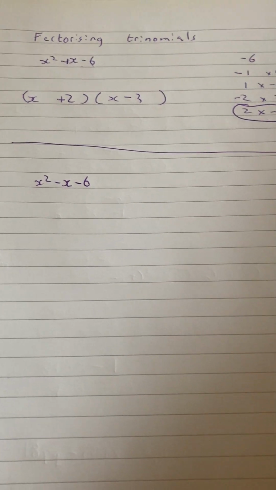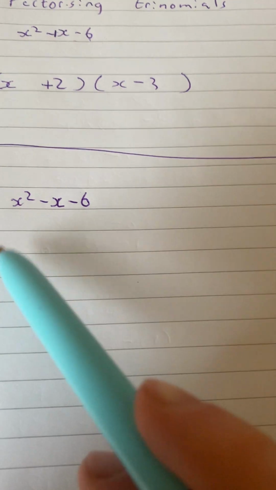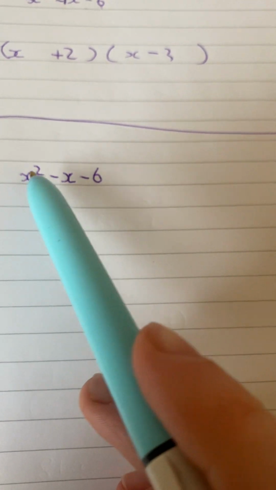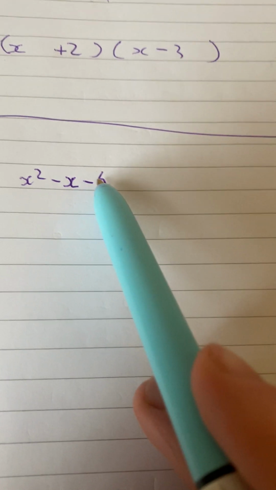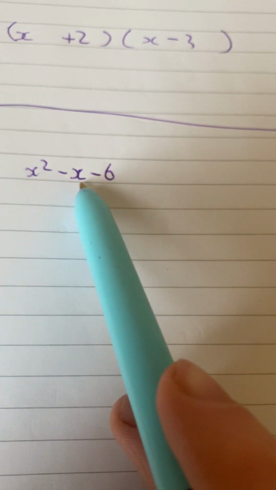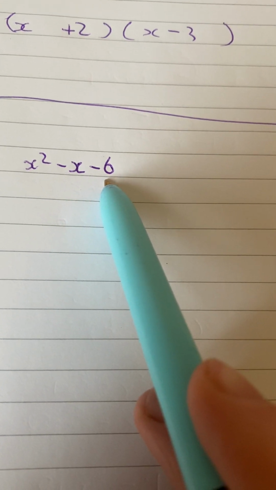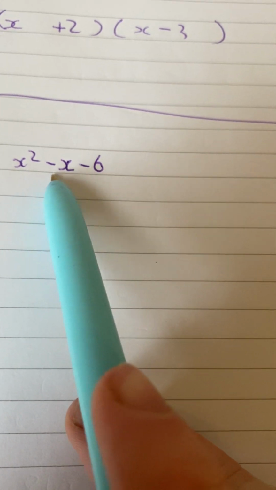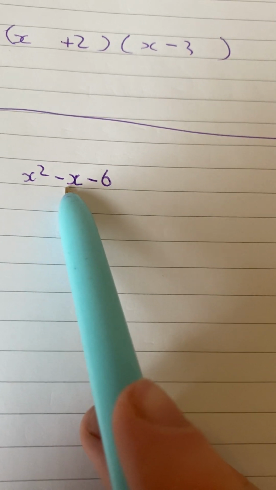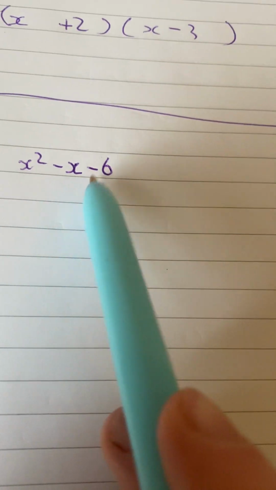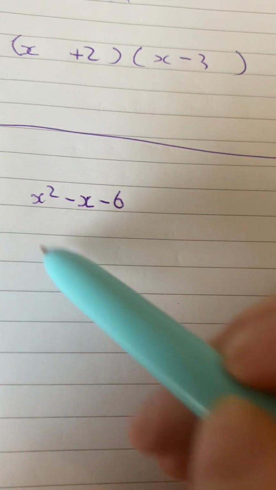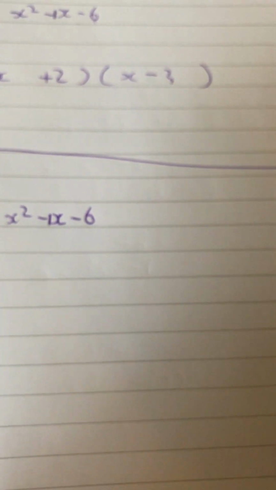So now we're going to look at our last type of factorizing, which is factorizing trinomials. A trinomial is an expression with three terms, like this: x squared minus x minus 6. When we're factorizing this, we need to look at the last term, and the coefficient, which means the number in front of our second term. So we're looking at minus 6, and the number in front of x here, which is minus 1, because it's x squared minus 1x minus 6.